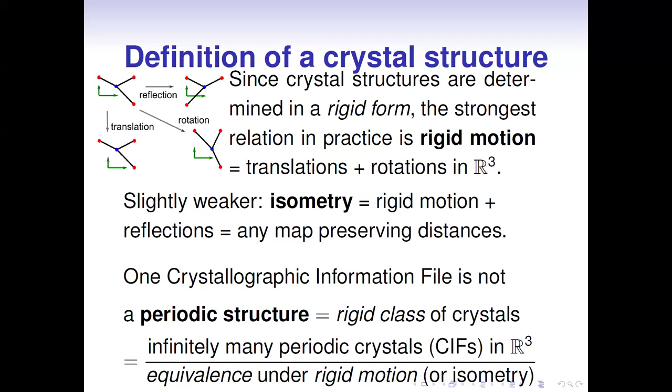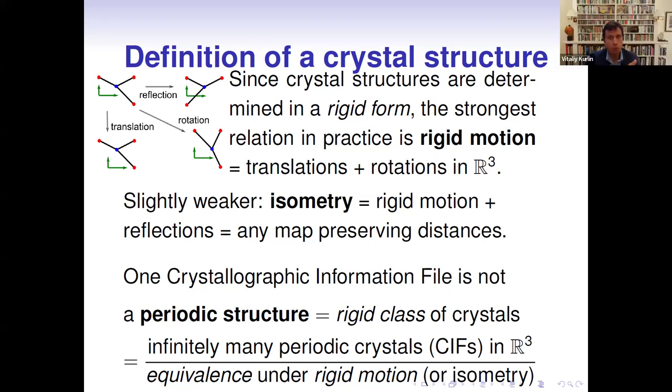But let me understand better what you mean by that. We know that we have our Euclidean group and it includes all isometries. Does it mean that we have to act only with isometry on the crystal structure in order to have them belong to the same rigid class of crystals?